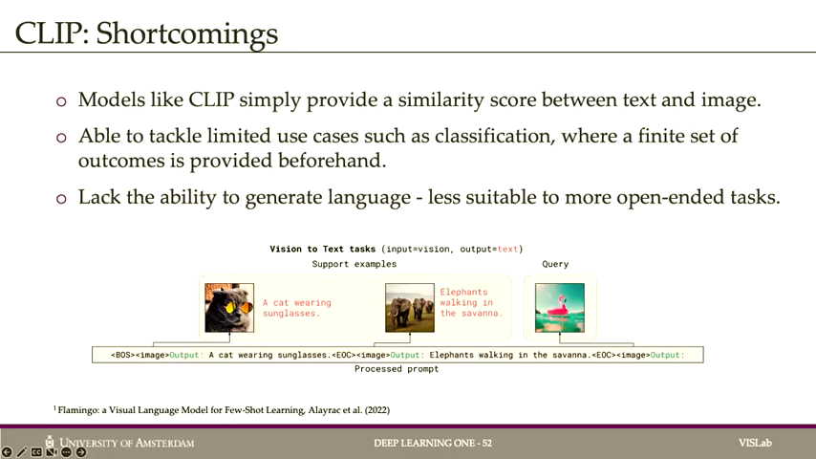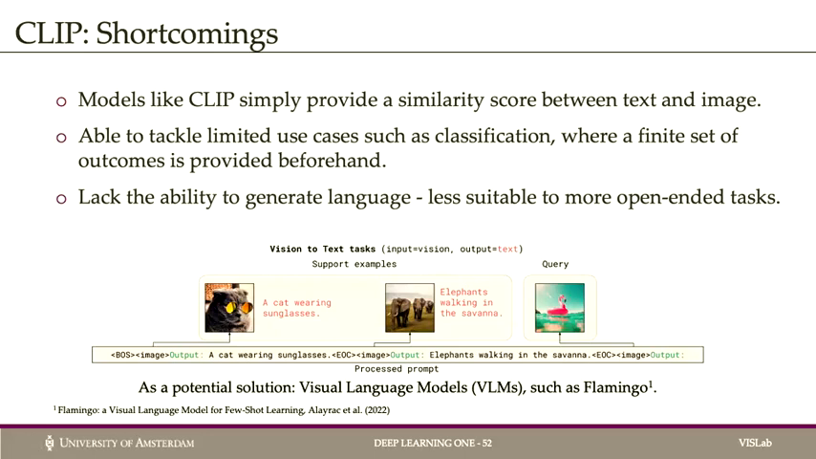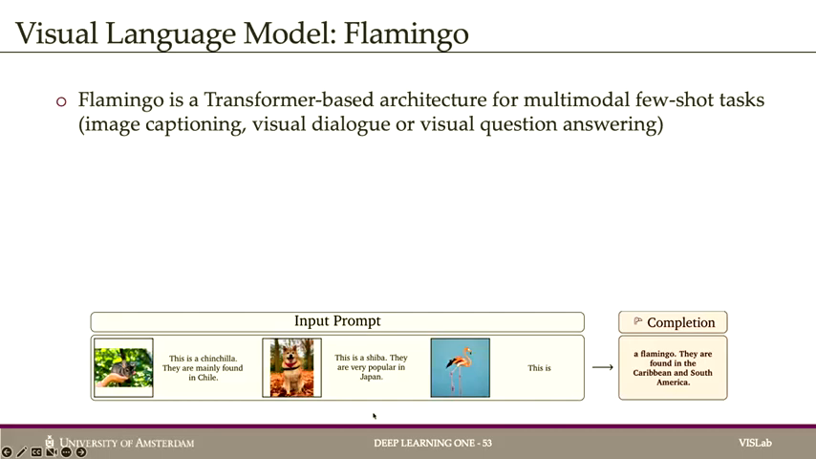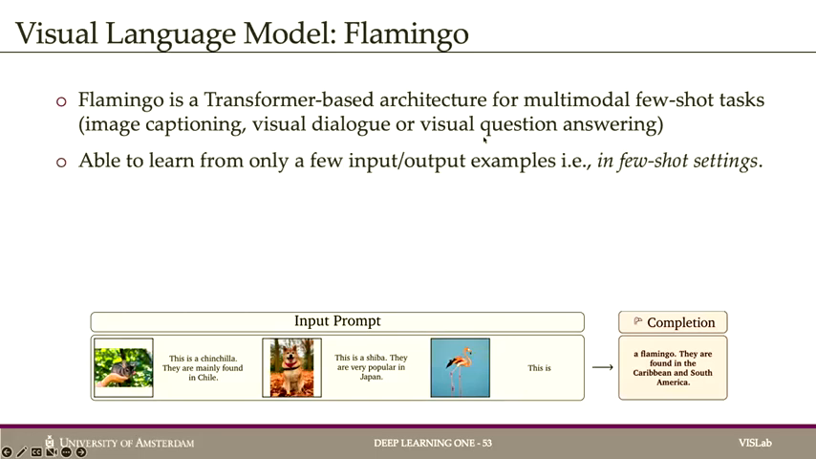So basically, CLIP would just offer some labels of these images, like, I don't know, a cat or elephant. But what if we want to generate descriptions for these images in a zero-shot manner as well? Well, there is also a really recent solution for this in visual language models, such as Flamingo. This is a model from this year, by DeepMind. And it's pretty impressive. It's, again, completely based on a transformer. And it's able to do multimodal fusion learning with different tasks, like captioning, visual dialogue, visual question answering. So the task is not that important. And it's able to do this only by observing a few input-output examples. So it's able to operate in few-shot settings. And this is the impressive part.